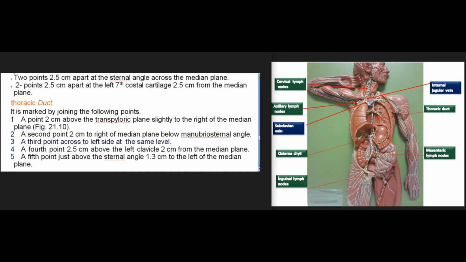Thoracic duct. It is marked by joining the following points: 1a. 0.2 cm above the transpyloric plane slightly to the right of the median plane, Fig 21.10. 2a. 2nd, 0.2 cm to right of median plane below manubriosternal angle. 3a. 3rd point across to left side at the same level. 4a. 4th point 2.5 cm above the left clavicle, 2 cm from the median plane. 5a. 5th point just above the sternal angle, 1.3 cm to the left of the median plane.